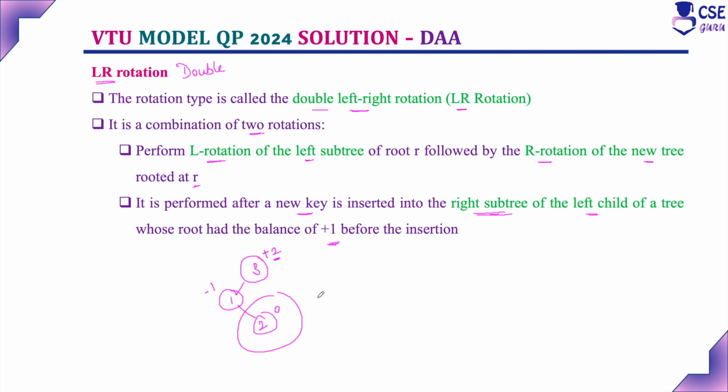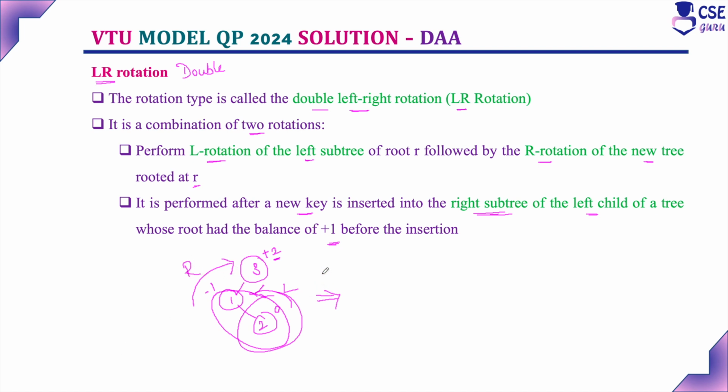So, in this case, you need to apply double rotation. Then only the balance factor will get corrected. First we have to apply a left rotation for these two nodes, and then followed by a right rotation.